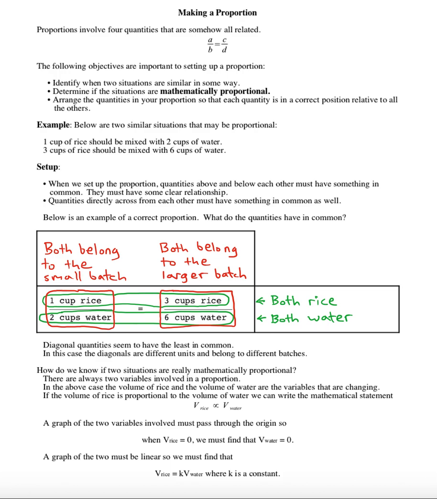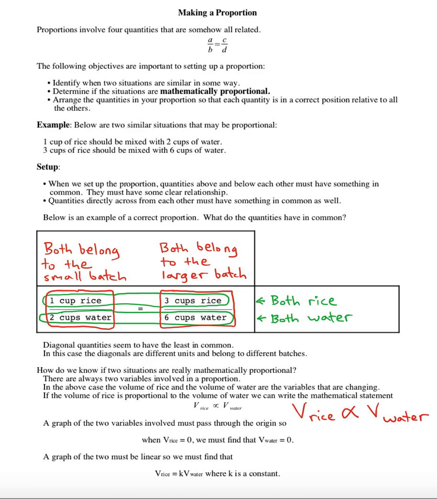Now, how do we truly know if two situations are really mathematically proportional? There are always going to be two variables involved in a proportion. In the above case, the volume of rice and the volume of water are the variables that are changing. So if the volume of rice is proportional to the volume of water, then we can write that with a proportional symbol which looks sort of like a fish. V rice, the volume of rice, is proportional to the volume of water.